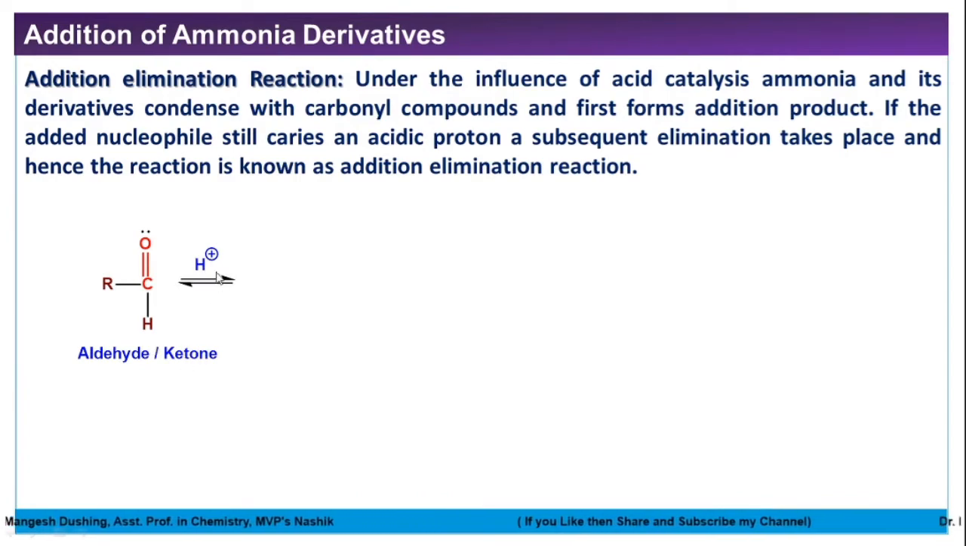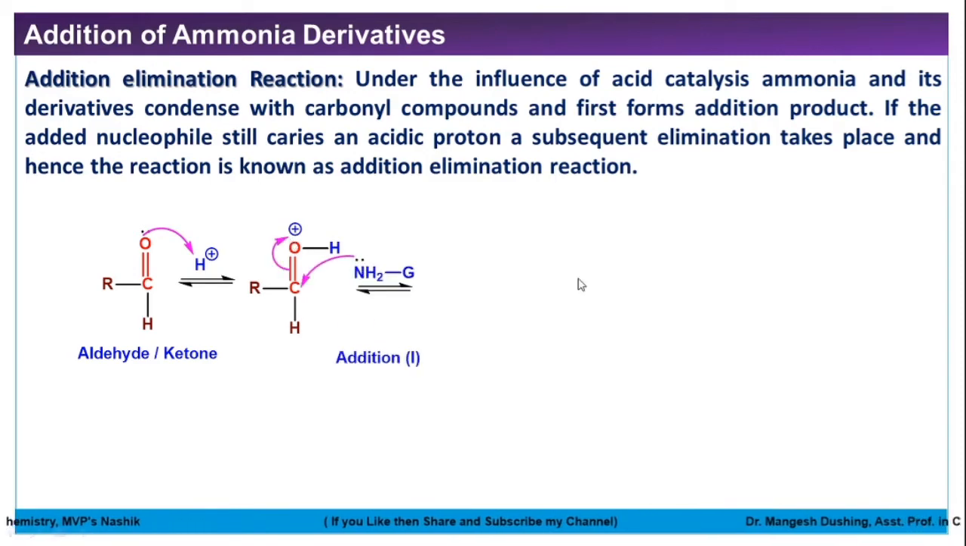Suppose this is an aldehyde or ketone in acidic conditions. In acidic conditions it shows an electrophilic addition reaction, so the first step is always protonation. The lone pair of this oxygen is donated to this proton and forms this oxonium ion, so the positive charge will be here. Now this carbon will be more electrophilic. So our nucleophile, the ammonia derivative, may attack on this carbonyl group, this pi bond will break and this positive charge will be neutralized.